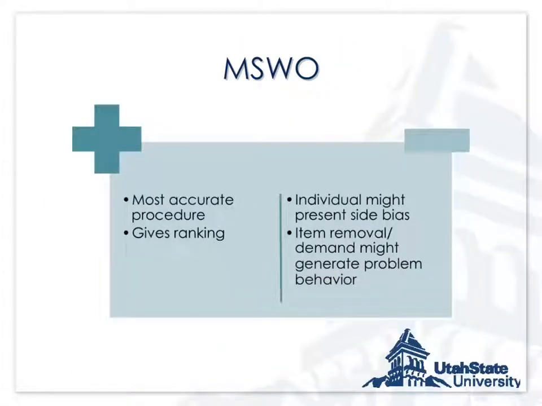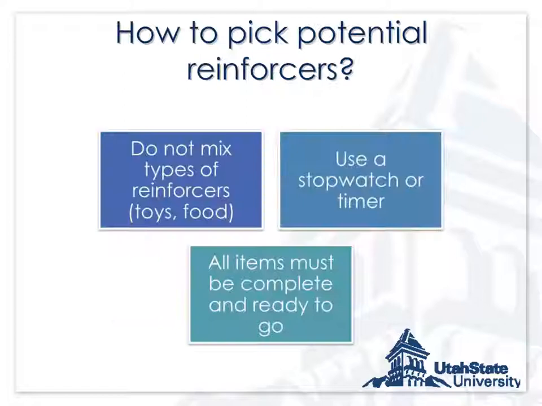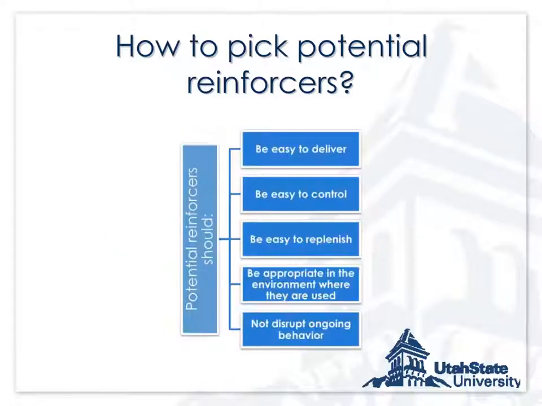Other ways of assessing an individual's preferences. When performing preference assessments, and in order to get the most accurate results, remember not to mix different types of reinforcers. For example, do not present food and toys at the same time. Additionally, be sure to use a timer and have items in order and ready to go.